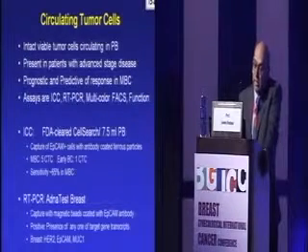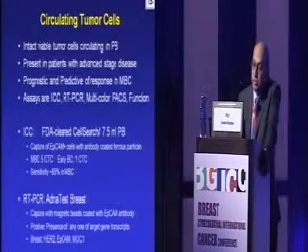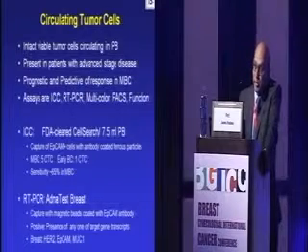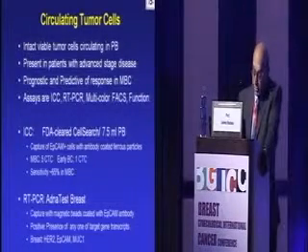That's the limitation of the test. And there are other tests, such as the AdnaTest listed here, that utilizes an RT-PCR-based mechanism to be able to identify these patients.